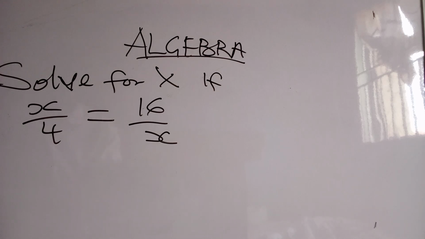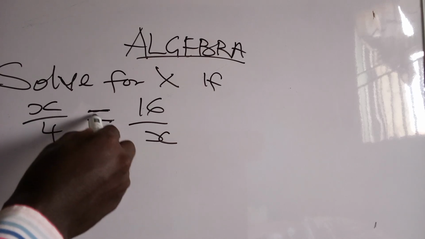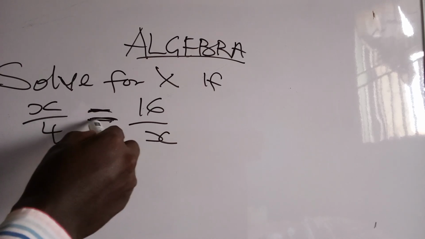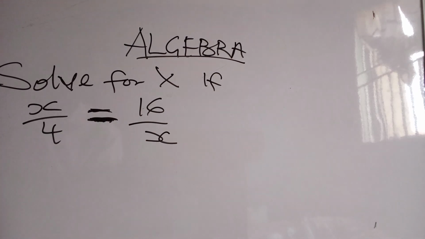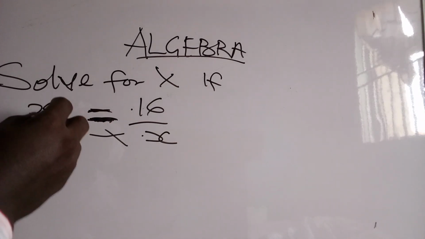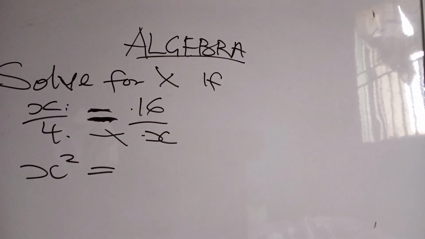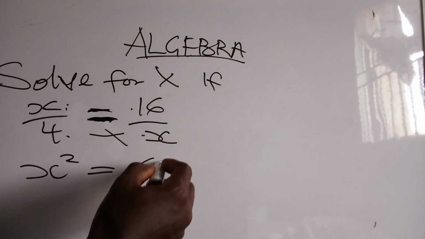Anytime we see an equation that has an equals sign as a connection between two variables, what we need to do is cross multiply. This will multiply this and this will multiply this. So x multiplied by x, we have x squared equals 64 multiplied by 4. 16 multiplied by 4, we have 64.